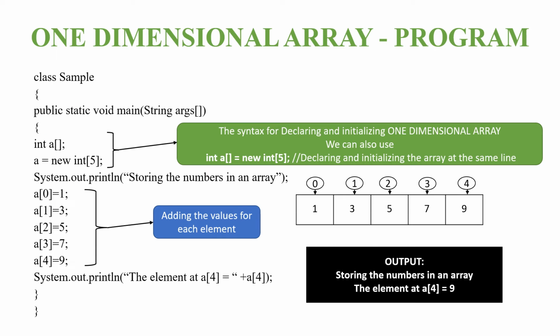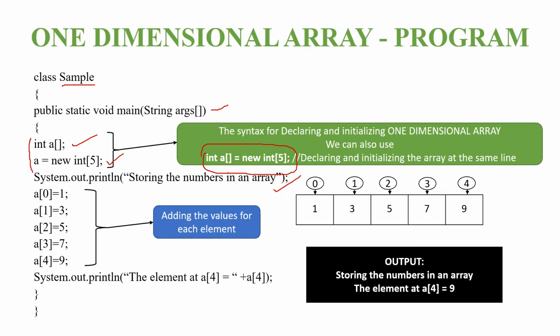Now let us see an example for one-dimensional array. Now look at the program. I have class name as sample. Then I am going to start with the main program. I have declared the array. I have initialized the array with size 5. Instead of declaring and initializing in two different lines, I can use this, that is int a is equal to new int 5. So in a single line itself I can declare and initialize the array. Then I am going to print, storing the numbers in an array.